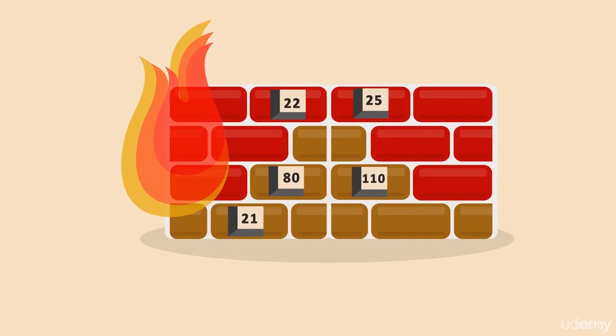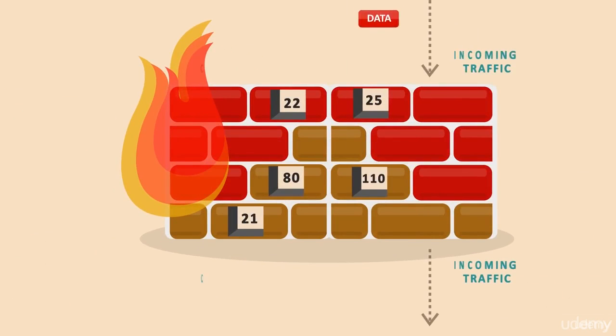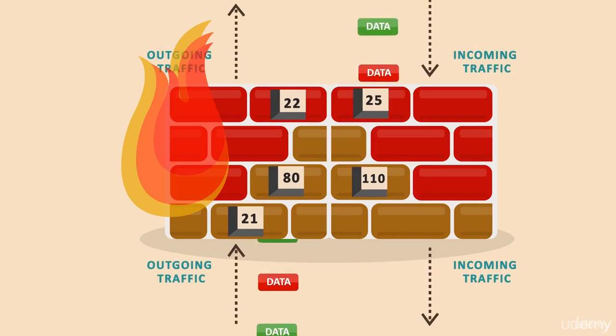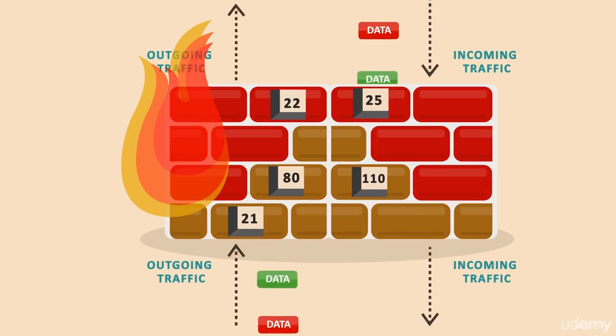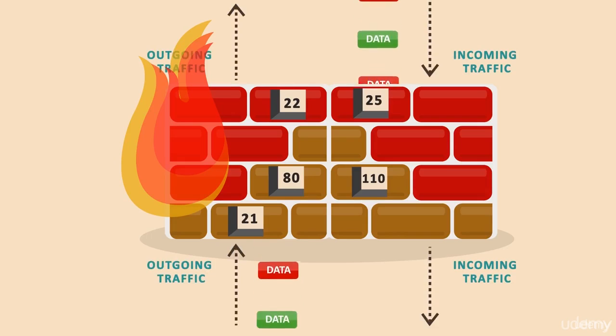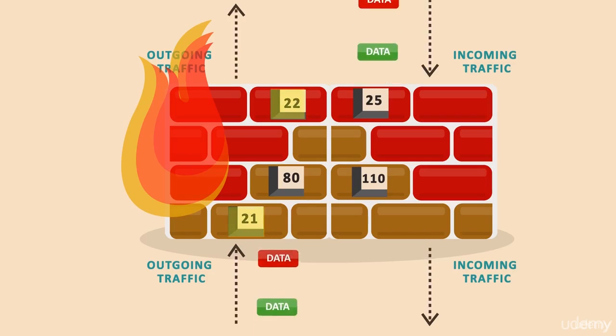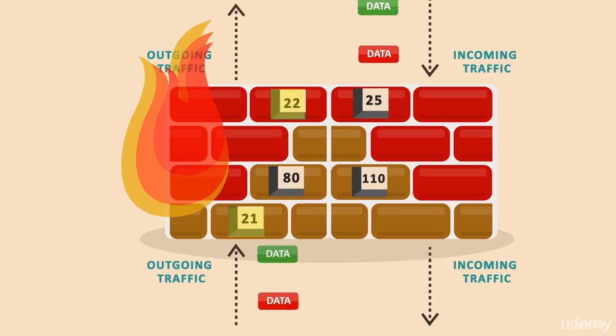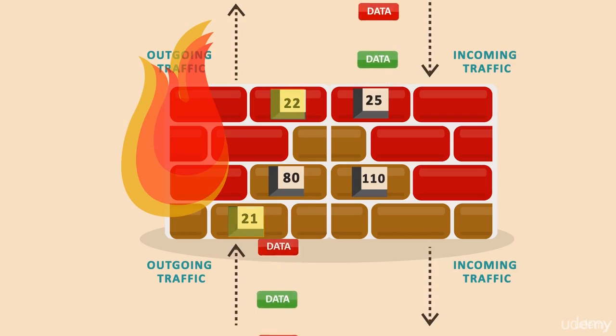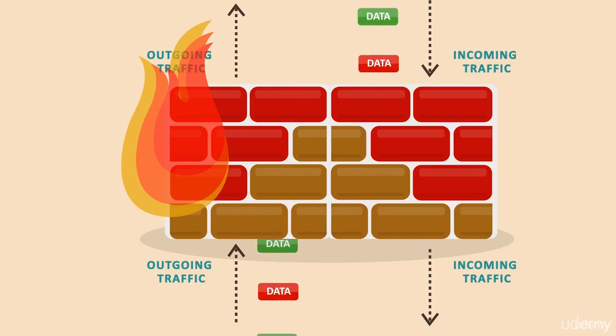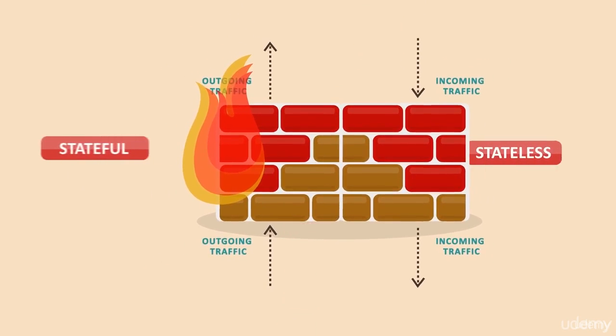A firewall is a system that filters the incoming and outgoing traffic to avert unauthorized access to or from a private network. All messages entering or leaving the intranet pass through the firewall, which examines each message and blocks those that do not meet the specified security criteria. As such, a firewall can be described as stateful and stateless.